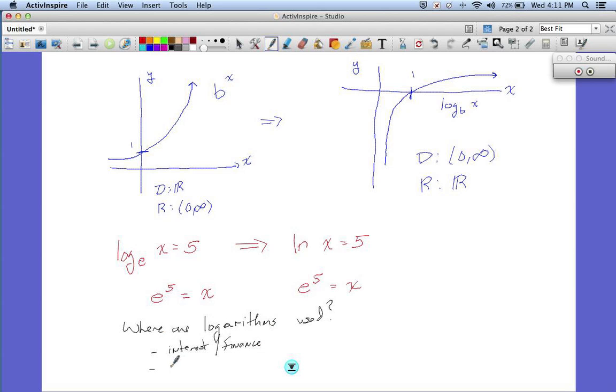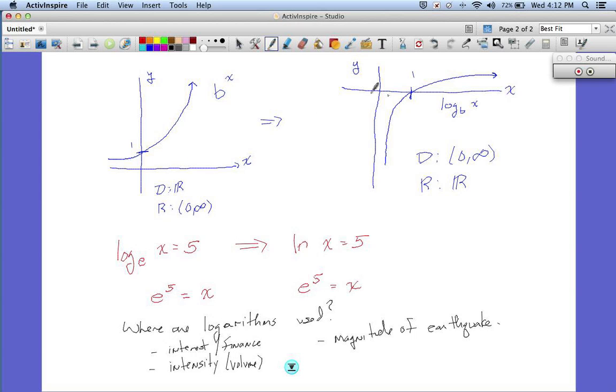It's also used in intensity of sound, intensity or volume. It's used in calculating the magnitude of an earthquake. And I'm sure several other things if I would take a couple more minutes to think about where it's used. But some pretty neat examples there that I use pretty often with sound and interest and magnitude of an earthquake.